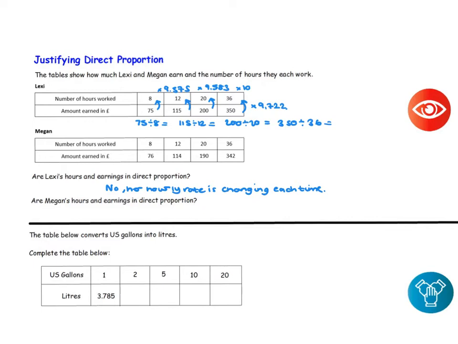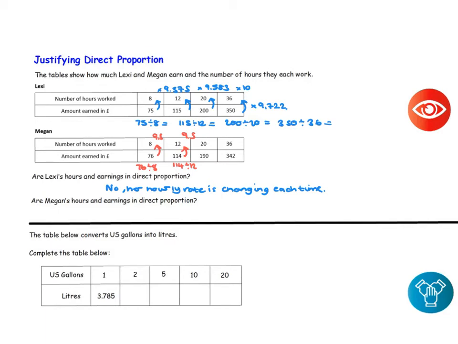Okay, now let's have a look at Megan. So I'm going to do the same thing for Megan. The first one, 76 divided by 8. 76 divided by 8 is equal to 9.5. Now I'm going to do 114 divided by 12. And that also gives me 9.5. I'm going to keep checking.